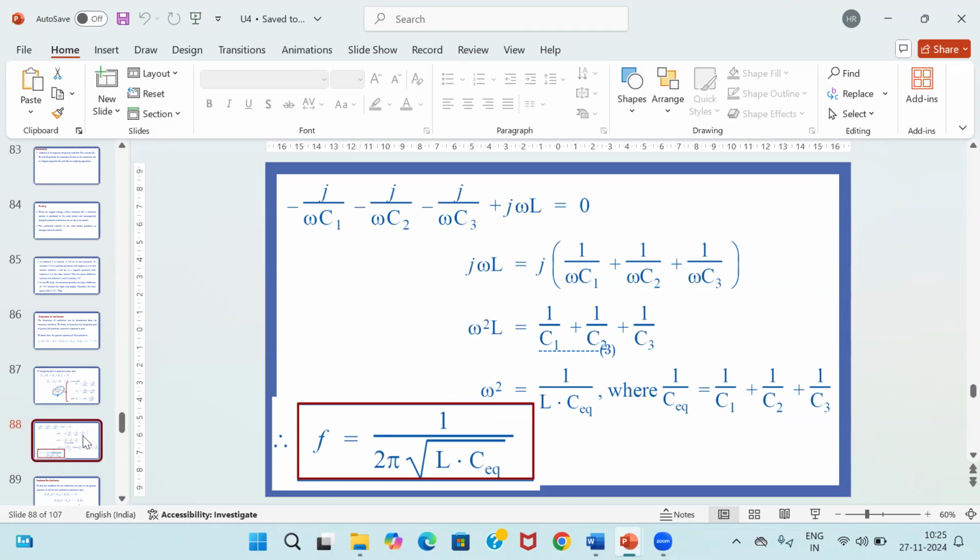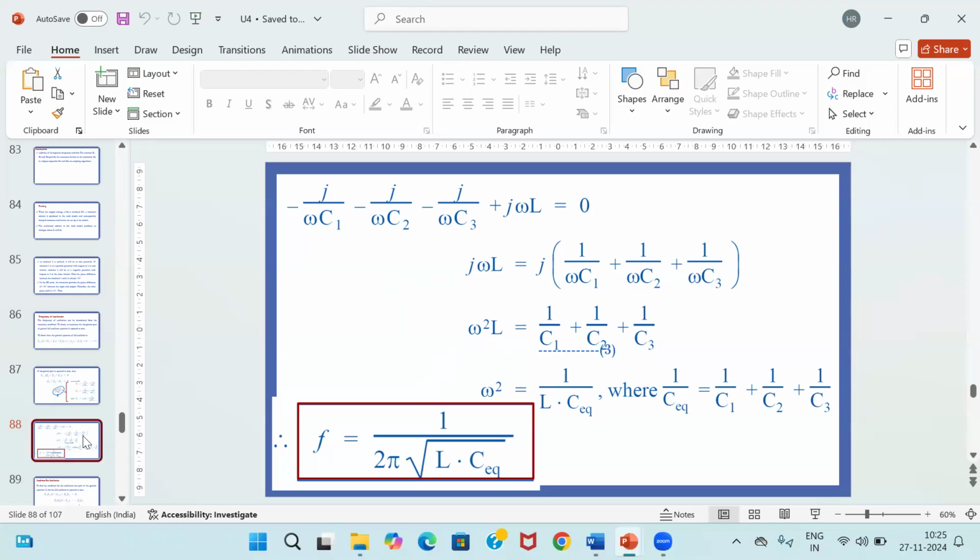Since the capacitors are connected in series, the equivalent capacitance is given by 1 by C1 plus 1 by C2 plus 1 by C3, which is taken as 1 by C equivalent. Since omega equals 2 pi f, you get f equal to 1 by 2 pi root of L times C equivalent. That is the frequency of oscillation.